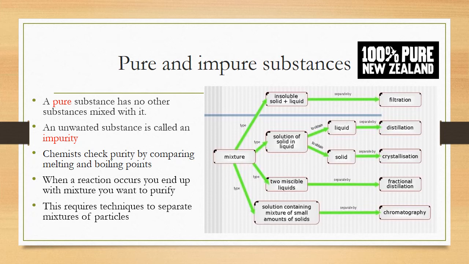So at the end of a reaction, you might have a mixture, which could be an insoluble solid and liquid, so you would separate by filtration. If it's a solution of a solid and a liquid, if you want to obtain the liquid, you'd use something called distillation, which we're going to learn about soon. If it's a solid you want to obtain, then you want to separate by crystallization. If you have two liquids that dissolve in each other, which are soluble in each other, which is known as the word miscible, then you would use fractional distillation. And if you have a solution containing a mixture of small amounts of solids, you would separate by chromatography.